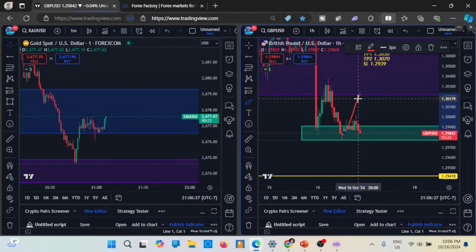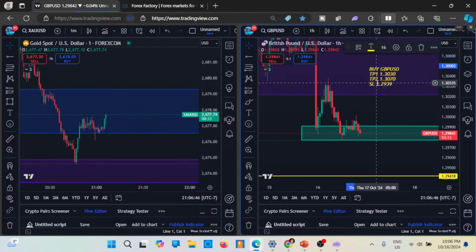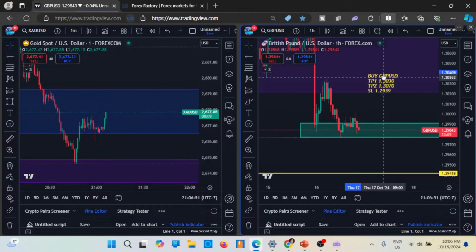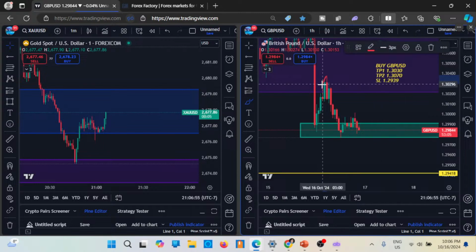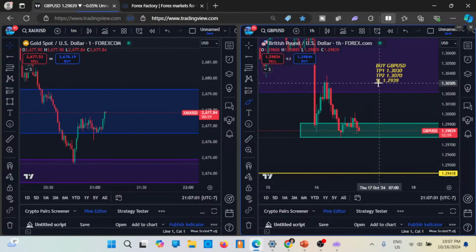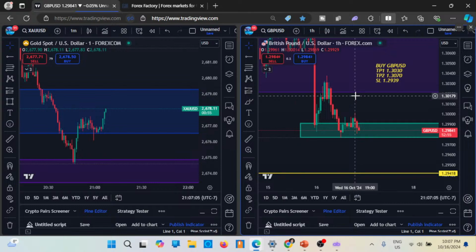This is supposed to send the price back up, and this is why I'm anticipating a buy for GBP/USD. The target for this buy is this high over here at 1.3030. 1.3030 is where the take profit is.